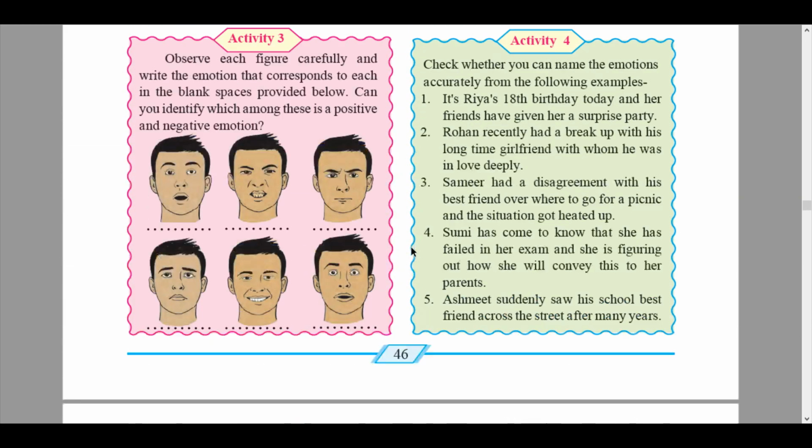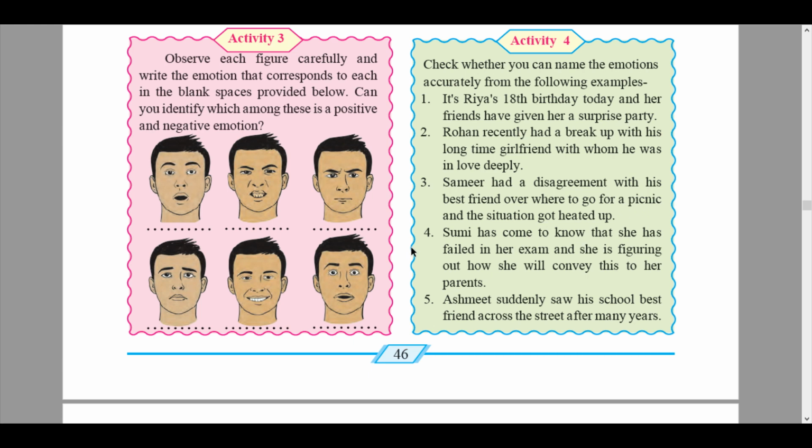Then Rohan recently had a breakup, and his long-time girlfriend, with whom he was deeply in love. So this is sadness. And the next one is, Samir had a disagreement with his best friend over where to go for a picnic and the situation got heated up. So this would be anger. As the aggravation happens or the argument moves forward, you slowly get agitated and the anger brews out.